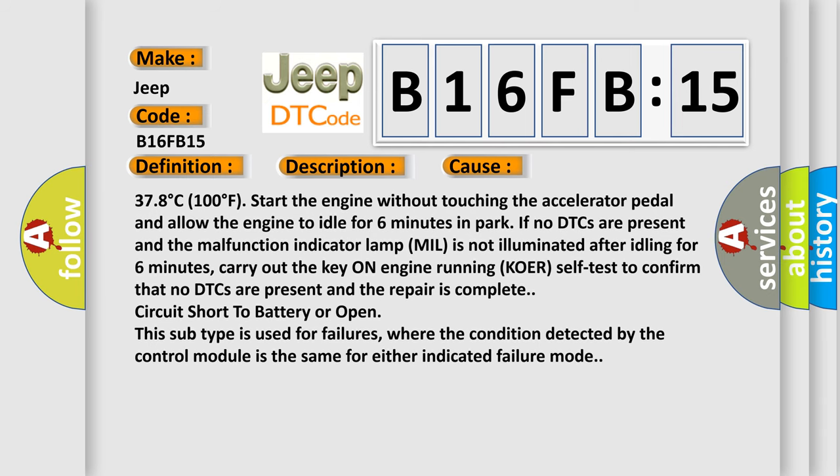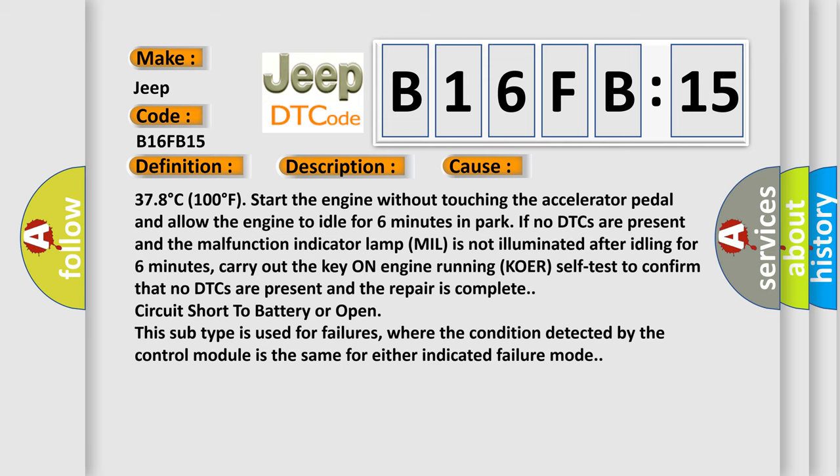This subtype is used for failures where the condition detected by the control module is the same for either indicated failure mode.